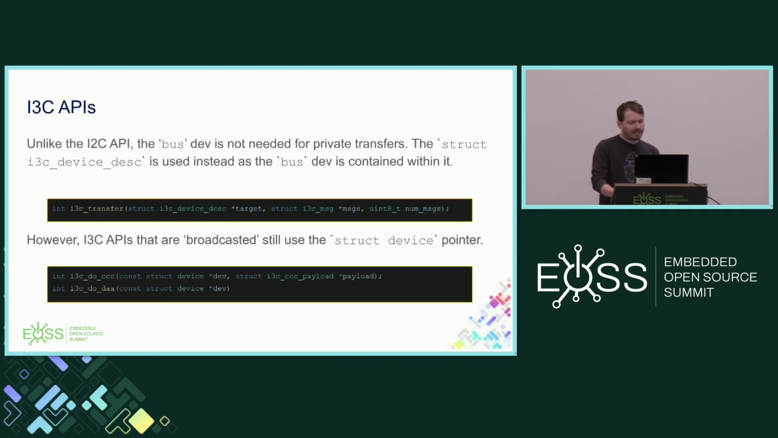And once you have that device descriptor, unlike the I2C API, the bus struct is not needed for private transfers because it's kind of redundant. You've already got it in that device descriptor. So that device descriptor is used instead of just the bus contained in it. However, some of the I3C APIs that are broadcast still use the struct device pointer. So if you're broadcasting a common command code, for example, you still use the same bus. Or if you're doing the more specific common command code, dynamic address assignment, which has a lot of special stuff around it, then you just pass the same bus pointer with that as well.